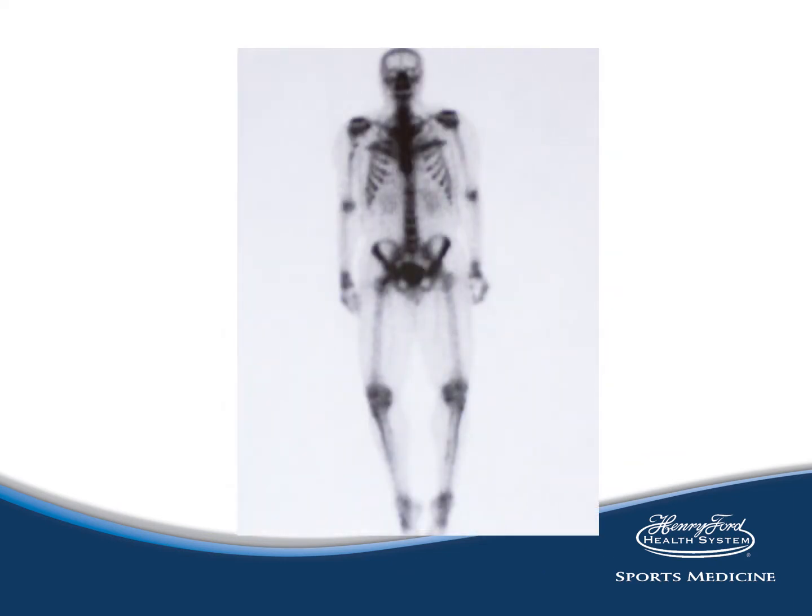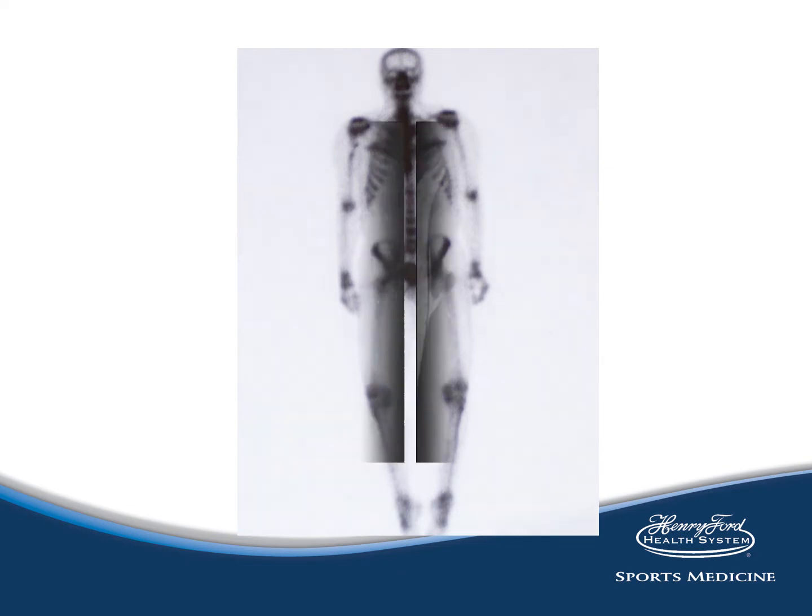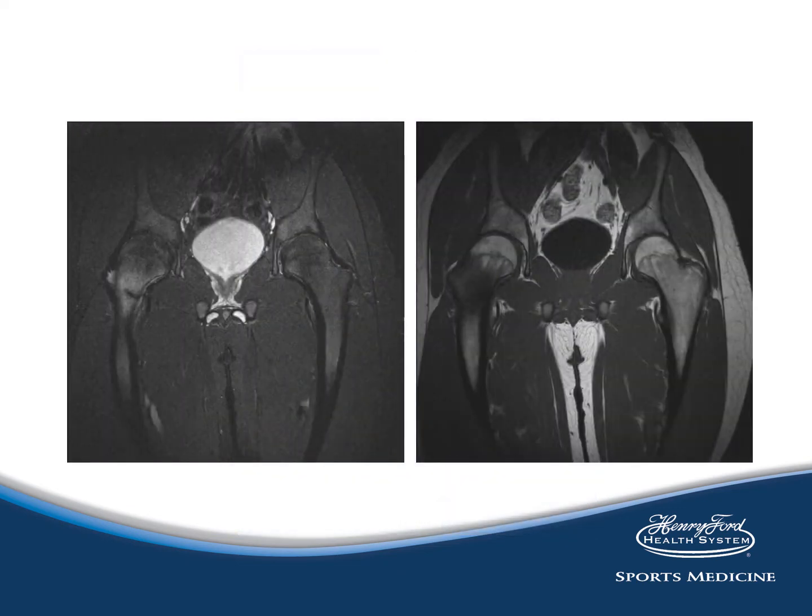Sometimes you can pick it up on whole body imaging. As you can see, there's certainly something going on in the right hip, but to have more focused images is very helpful. On the MRI, you can see on the slide on the left, increased marrow edema and a fracture line coming through the compression side of the femoral neck, and you can see this even on the T1 images on the right-hand side as well.